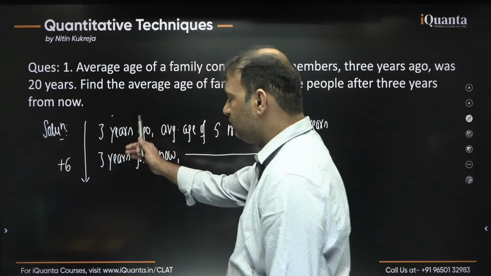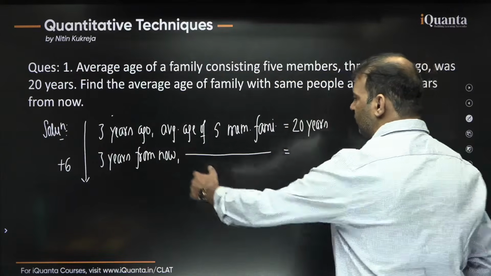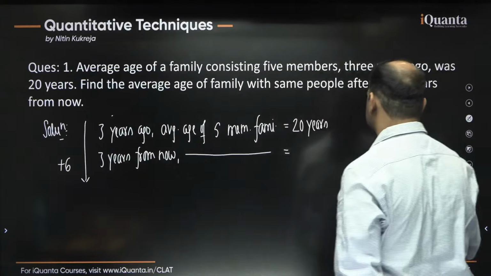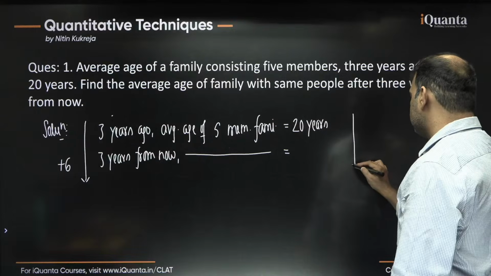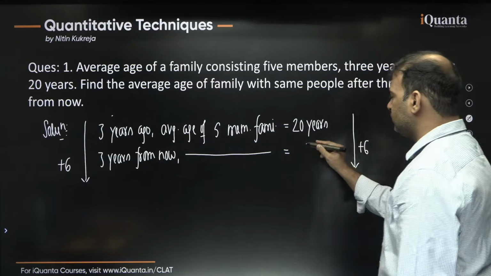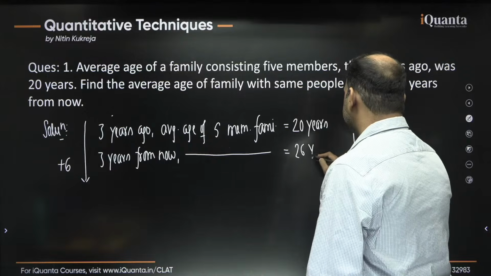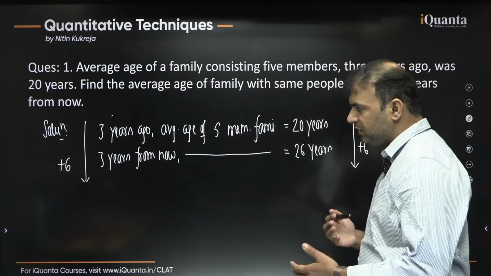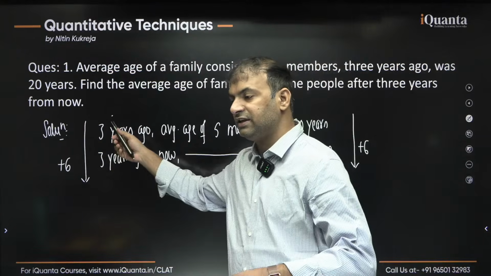Alright, so yes, we are moving 6 years, right? From past to future, we are moving 6 years. That means the average age should increase by 6 years, right? From 20 to 26, right, guys? See, we do not have to compare from the present. We have to compare from the data that is given.